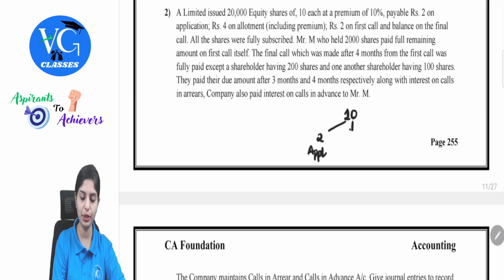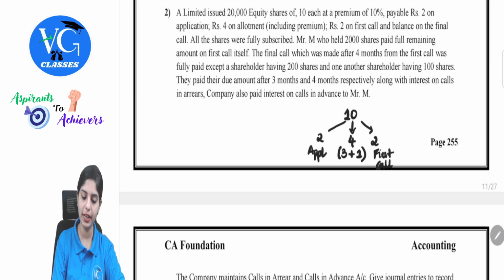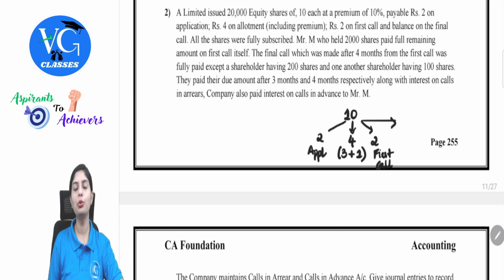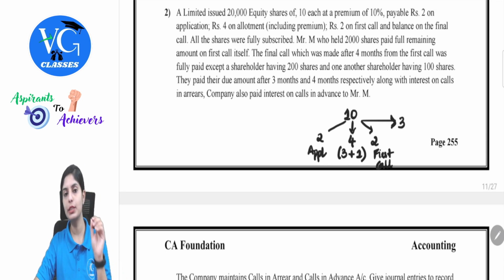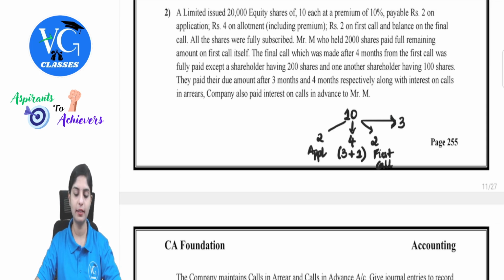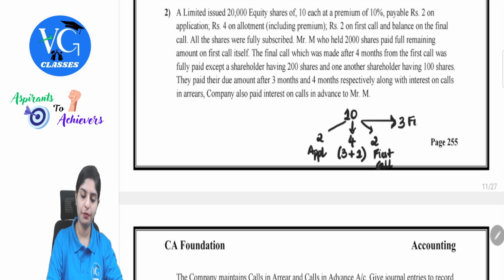4 on allotment, including premium. So what does including premium mean? 3 rupees is your allotment money and 1 rupee is your premium. 2 on first call. This is first call. And balance on the final call. So what would be the balance? 2 plus 4 is 6. 6 plus 2, 8. The total amount here is 11 rupees because it should also include premium. So what is the balance? 3 rupees. Is this understood? 4 to 6, 6 plus 2, 8 and then 3 for 11. So this is for final call.